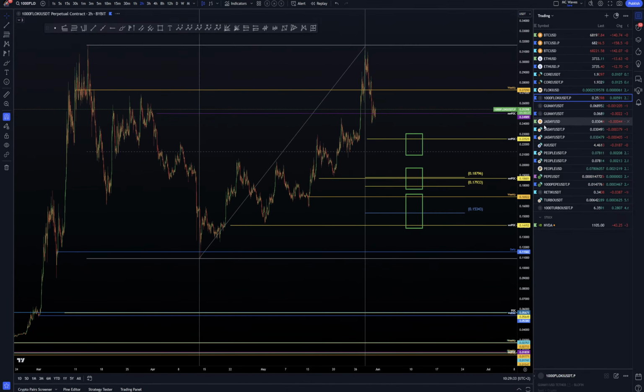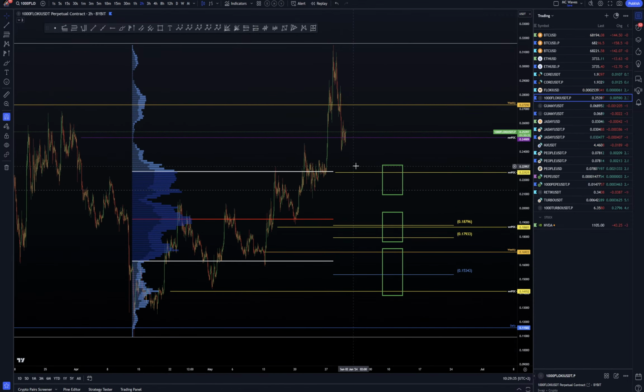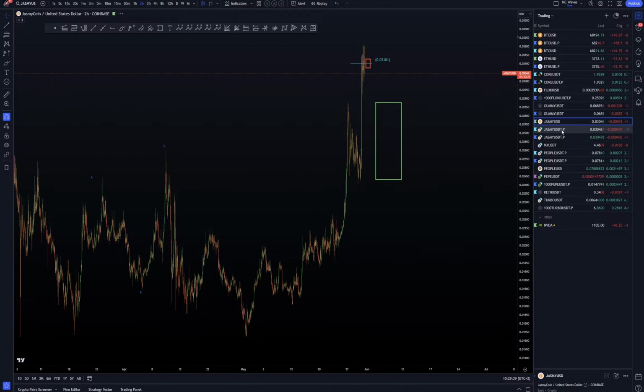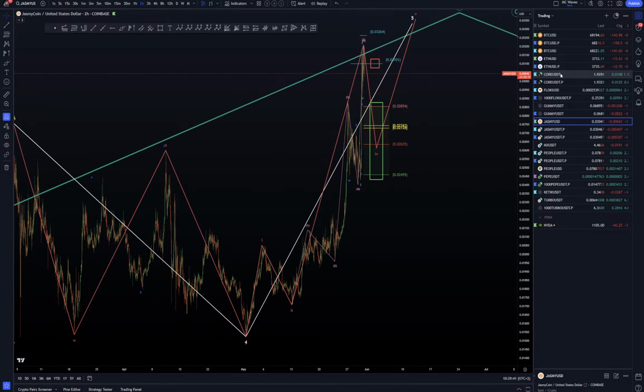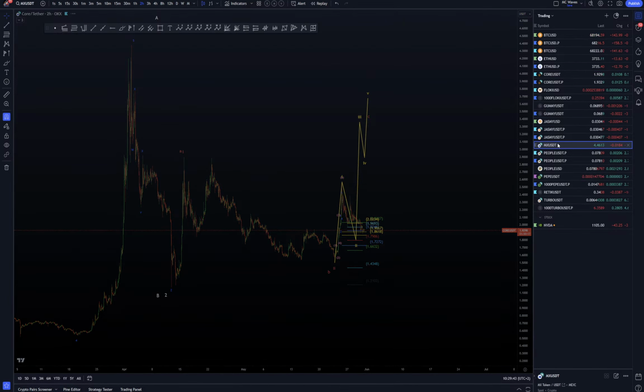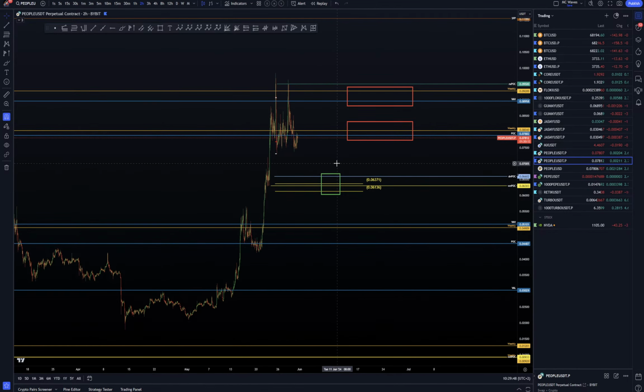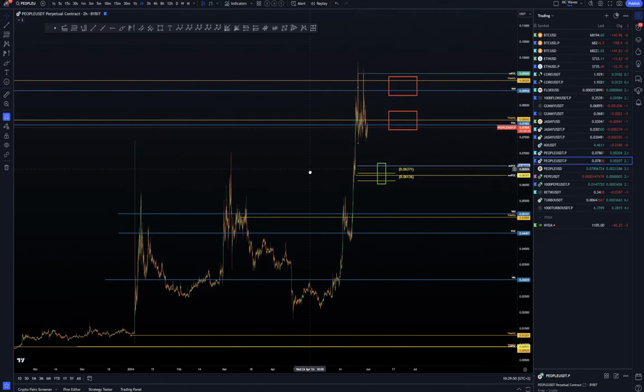And we are, well, not at first support yet. MX, well, still in the buy zone here.